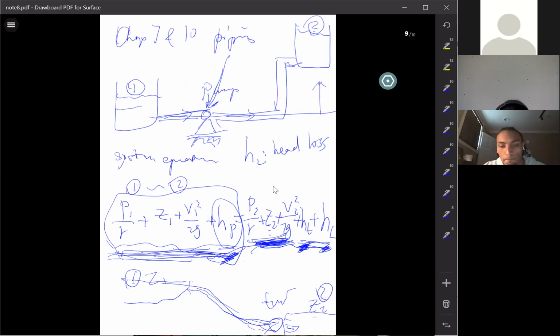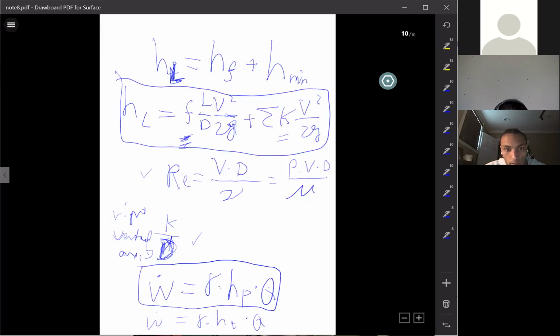Everybody good? Okay, with this set of the equation? Okay. So we have three equations here, basically. The governing equation, the head loss model, and the power equation. There's some detail in the head loss. You need the minor losses case. You need the frictional head loss F from Moody diagram.